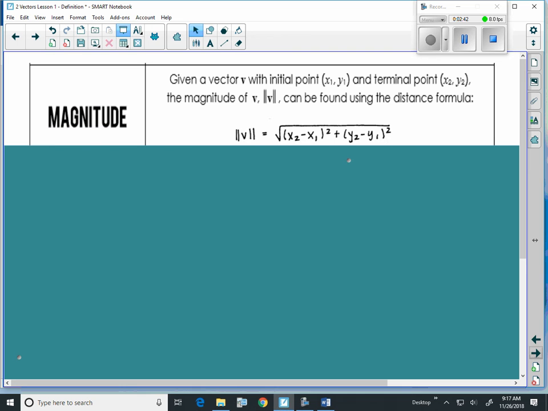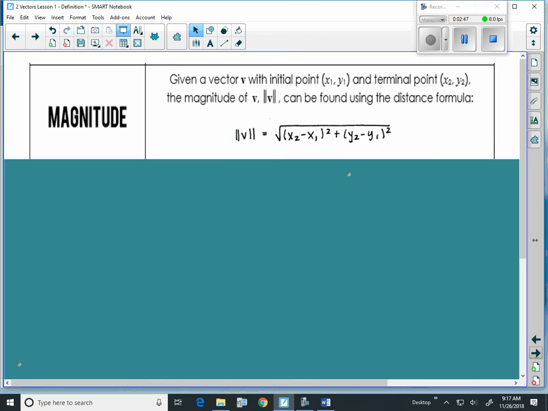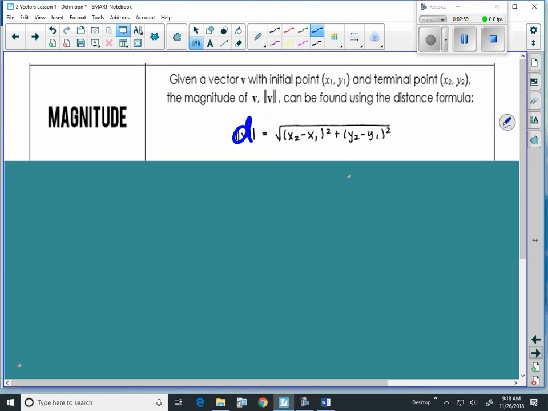All right. So magnitude. Magnitude is found using the distance formula. Do you remember the distance formula? It's where you take the x's, subtract, square, and then add the y's. You've seen it before. Usually, when you see it, it looks like D equals, like distance equals. But the way that we write the magnitude is like this, with the double sticks on either side of the vector.